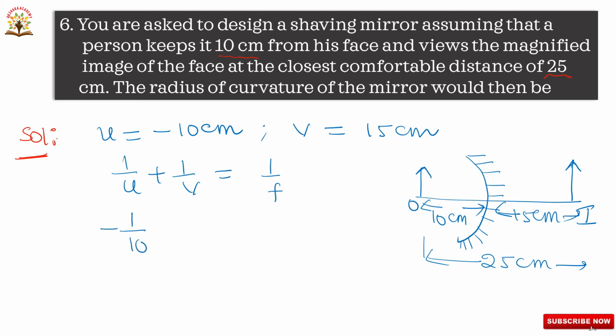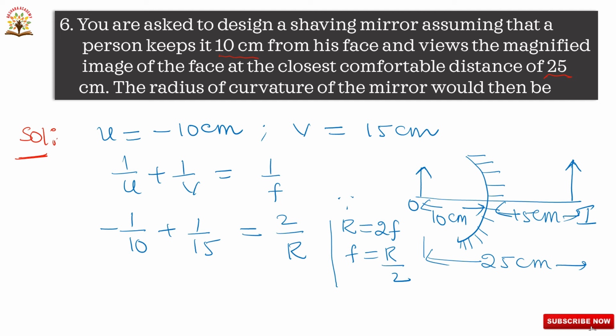Now we will go to the substitution. Minus 1 by 10 plus 1 by 15, u is 10 and v is 15, is equal to 1 by f. 1 by f can be written as 2 by R. Why? Because the radius of curvature is equal to 2f, R is equal to 2f. So f is equal to R by 2. In the place of f, R by 2, the reciprocal, that is reverse, 2 by R.